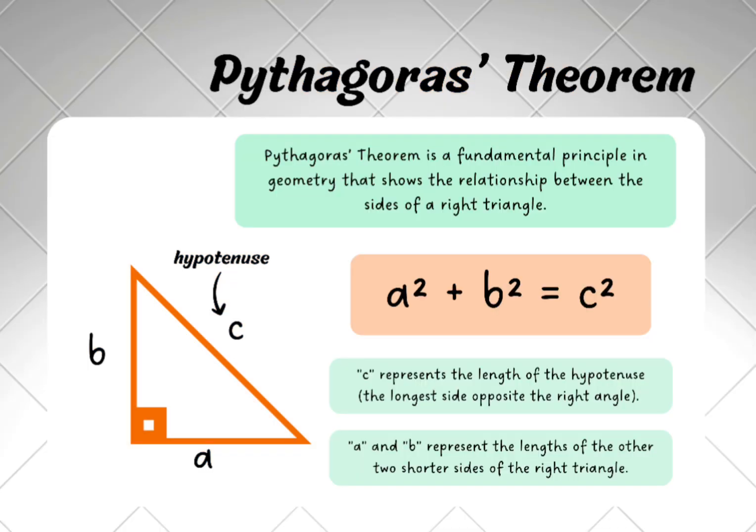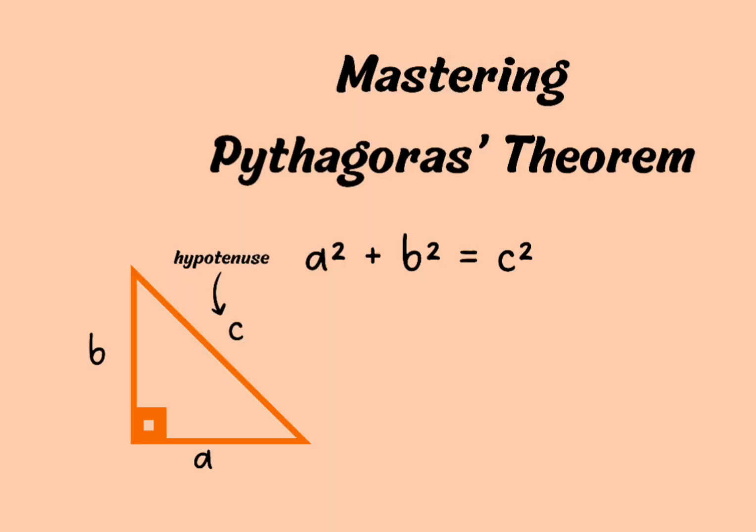What is Pythagoras Theorem? Pythagoras Theorem applies only to right-angled triangles, triangles that have one 90-degree angle. In these triangles, the longest side is called the hypotenuse, and the other two are called the legs. The theorem says that a squared plus b squared equals c squared, where a and b are the lengths of the legs, and c is the length of the hypotenuse.